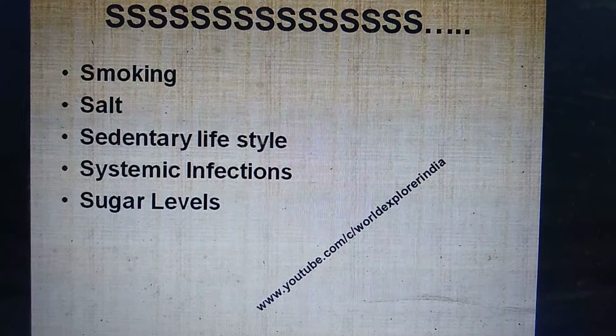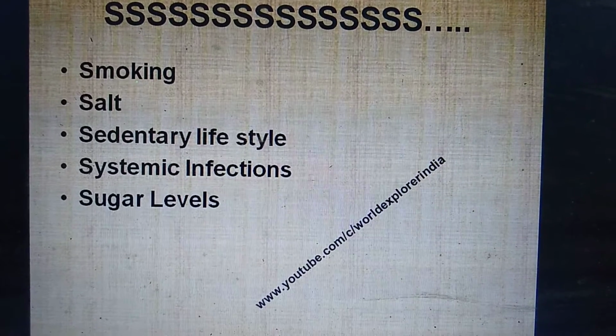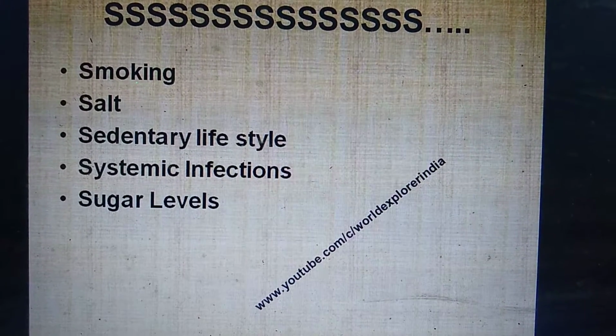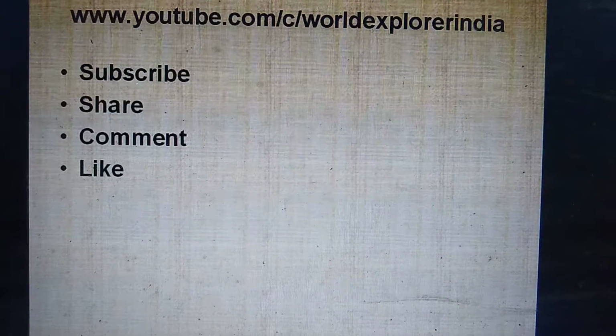Sugar level management: diabetic persons are at very high risk of getting heart diseases, so they should ensure their sugar levels are maintained in a normal manner.